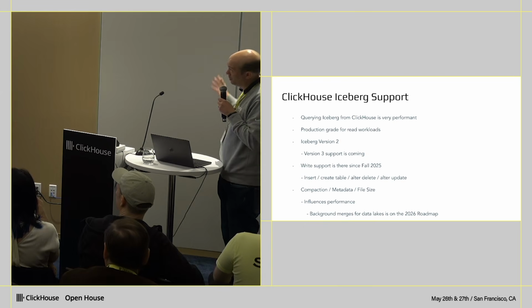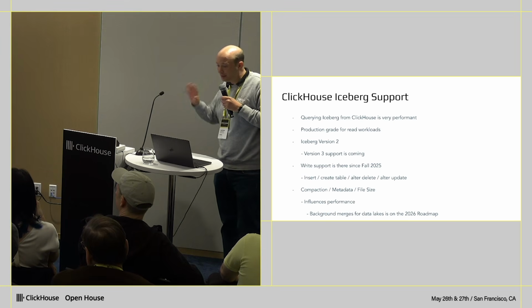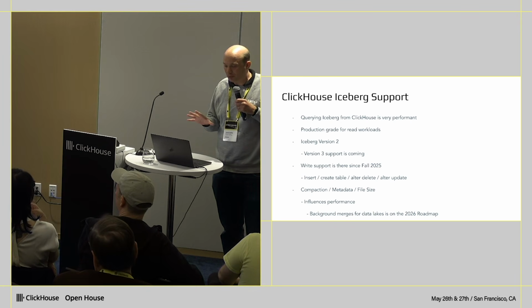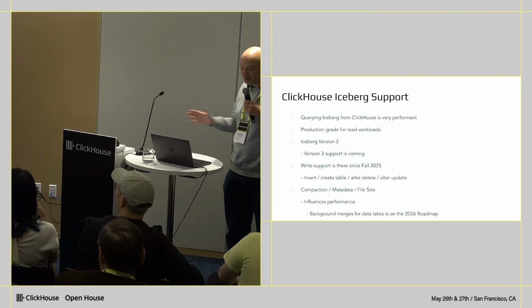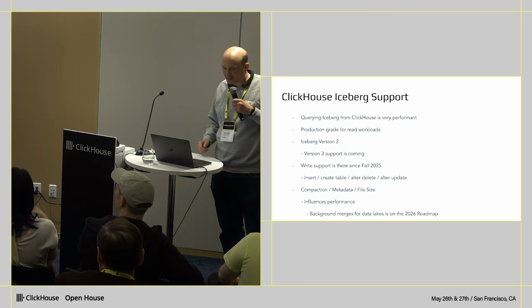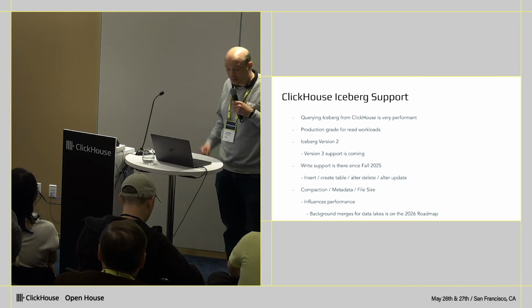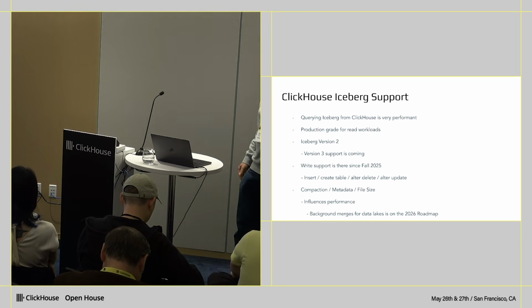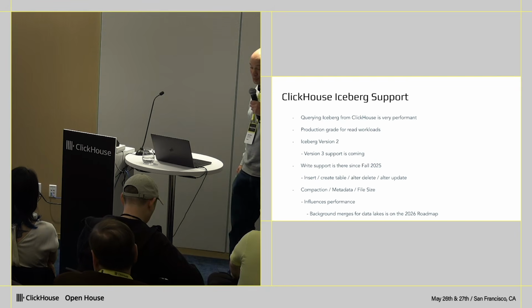So in conclusion about those slides, and then I'll run the demo: querying Iceberg from ClickHouse is very performant. I showed you some numbers. It's production grade for read workloads. Iceberg v2 is fully supported, and v3 is coming probably in 2026. Write support is also making great progress with inserts, create table, alter, delete, alter updates. More is coming. We're also looking to see compaction being handled by ClickHouse too.